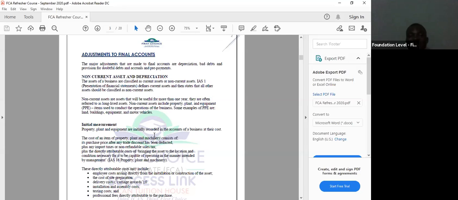If you know these adjustments, then you are good to go, because these adjustments are the additional information that they normally ask you to use whenever they ask you to prepare financial statements. They will not say "additional information"; the additional information is these adjustments that we are talking about.